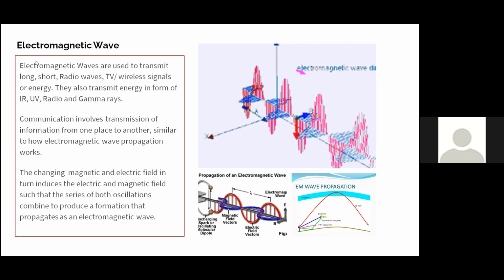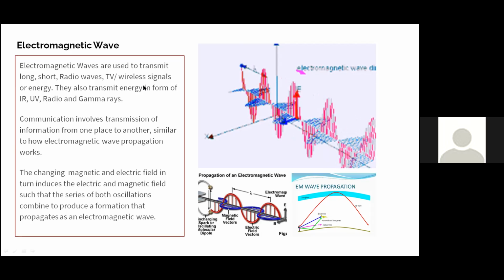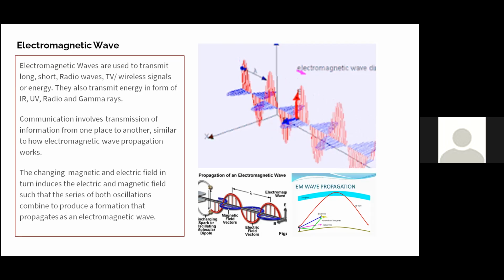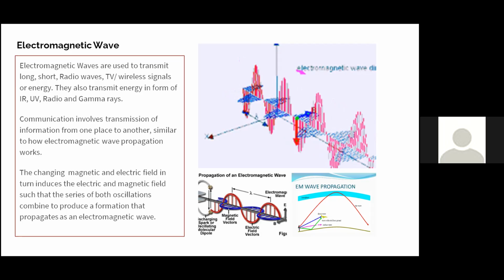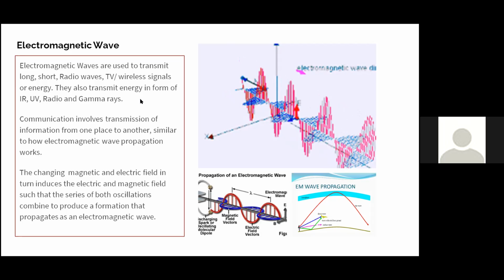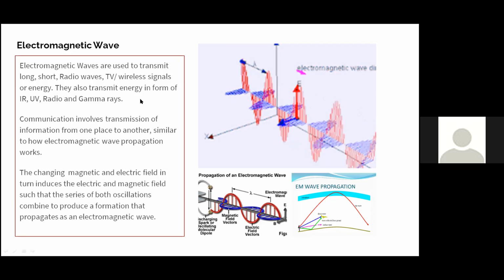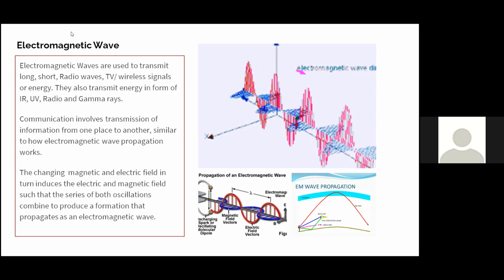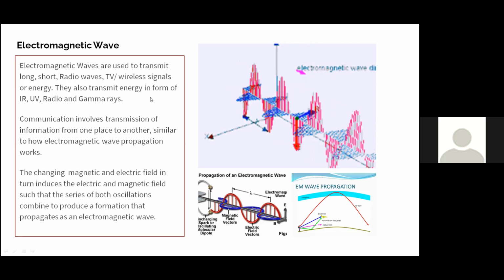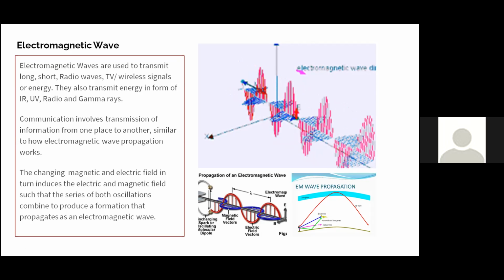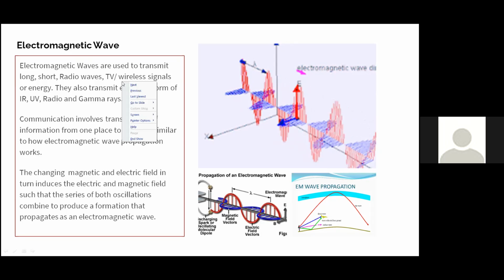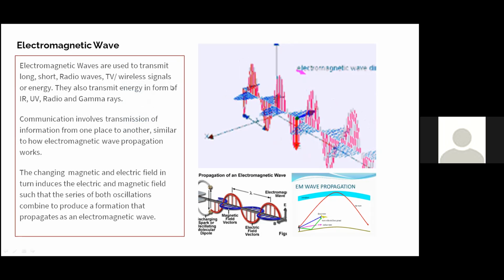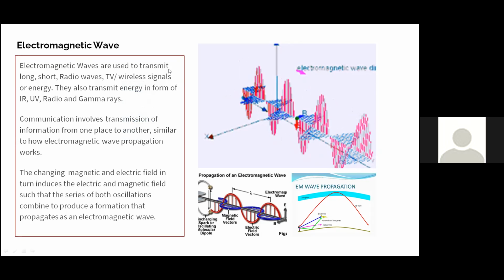Some of the few properties of electromagnetic waves are: all the electromagnetic waves are transverse. They do not require any medium to travel though. They travel at the speed of 3 multiplied by 10 to the power 8 meters per second in vacuum. They can all be reflected and refracted. They can all be emitted and absorbed by matter. So the communication involves transmission of information from one place to another through electromagnetic waves. This is how electromagnetic wave propagation works.